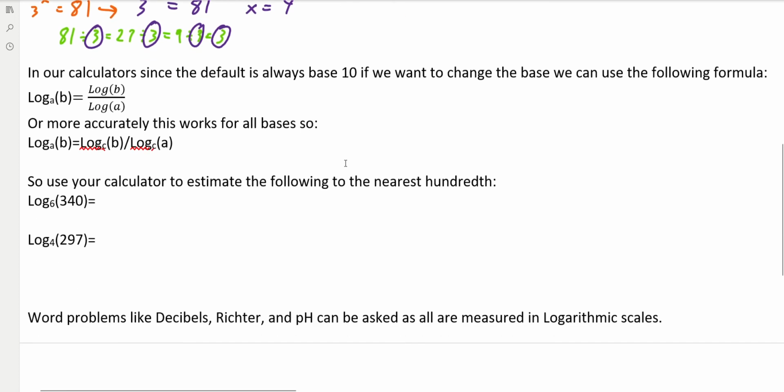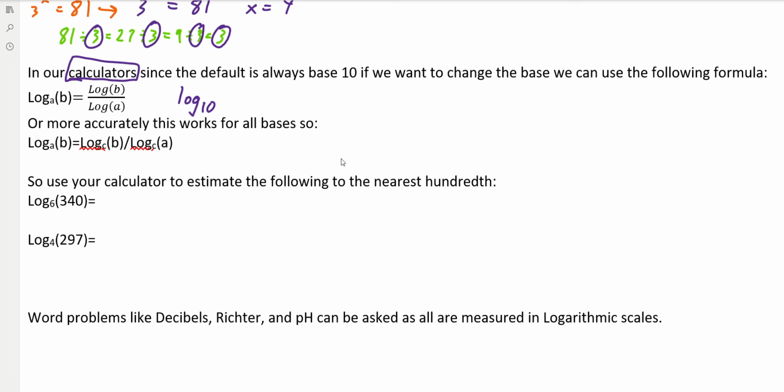What can we do next? In our calculators, the default is always base 10. If we want to change the base, well, then we can use the formula given here. So why do we want to change the base sometimes? Because our calculators only have log base 10. It doesn't tell us, it just has a blank, right? But we know that we just assume it's base 10 if it doesn't say. So this is just a general form showing that we can change to any base, but in our calculator, most of the time we're using base 10.